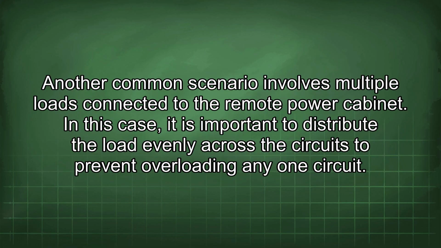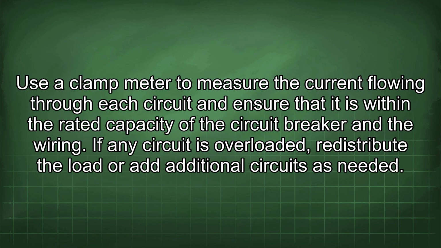Another common scenario involves multiple loads connected to the remote power cabinet. In this case, it is important to distribute the load evenly across the circuits to prevent overloading any one circuit. Use a clamp meter to measure the current flowing through each circuit and ensure that it is within the rated capacity of the circuit breaker and the wiring. If any circuit is overloaded, redistribute the load or add additional circuits as needed.